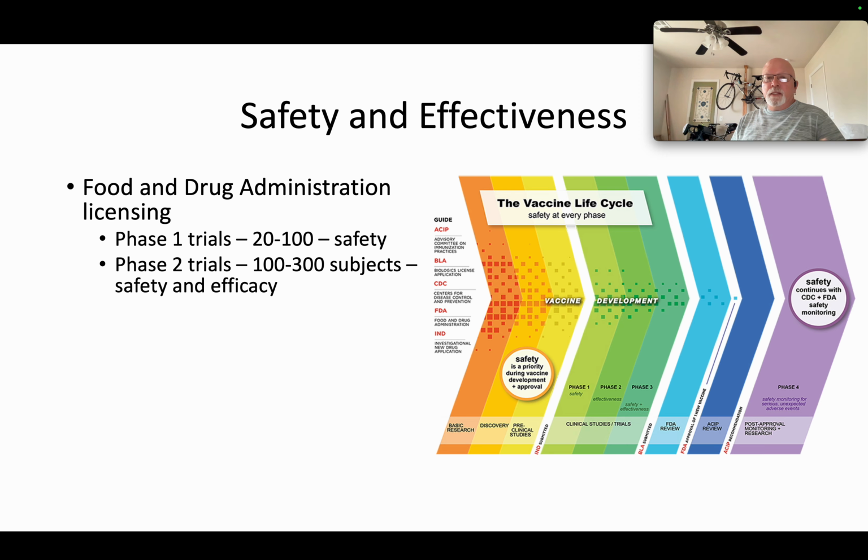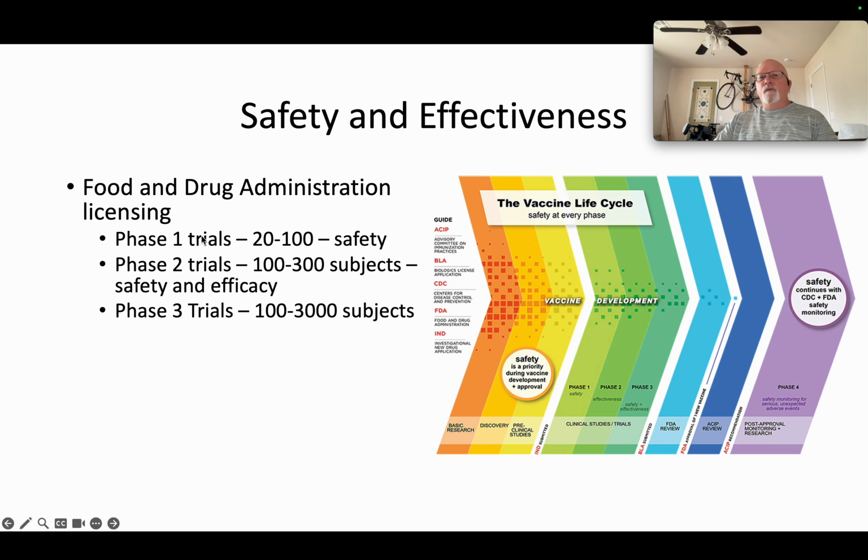Efficacy just means, is something effective? And then phase 3 trial is done on a larger group of subjects, but once again, the goal here is to look at both safety and efficacy. And with 3,000 subjects, you're more likely to see problems than if you're only looking at 300 subjects.